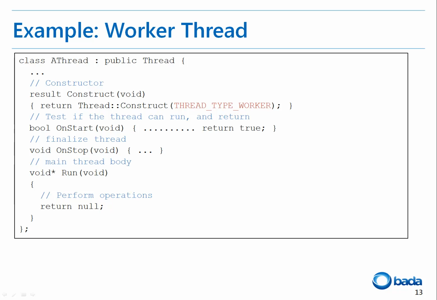The last function to be implemented is the run function. The actual operation of the thread is implemented in this function. In case you require to terminate or exit the thread currently running, you have to call the exit function of the thread.